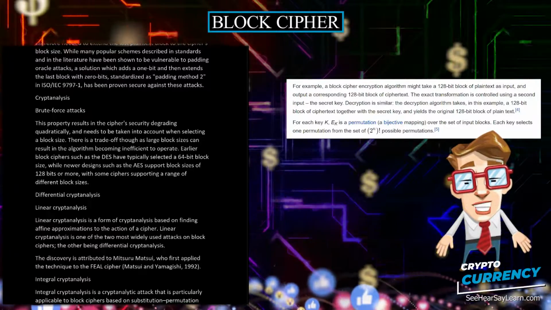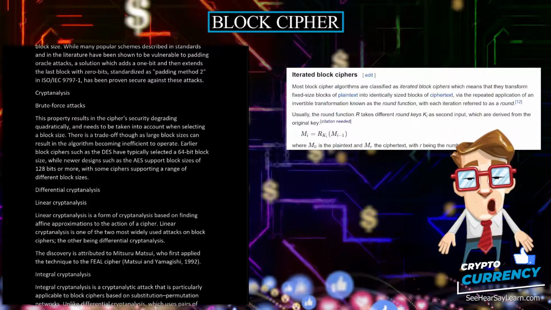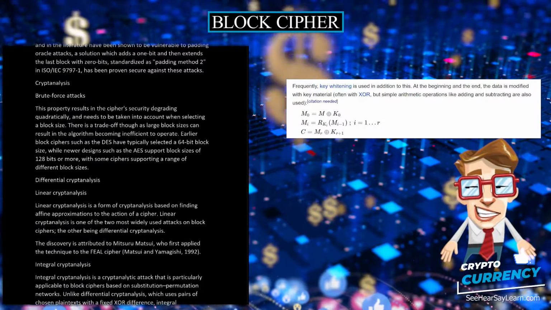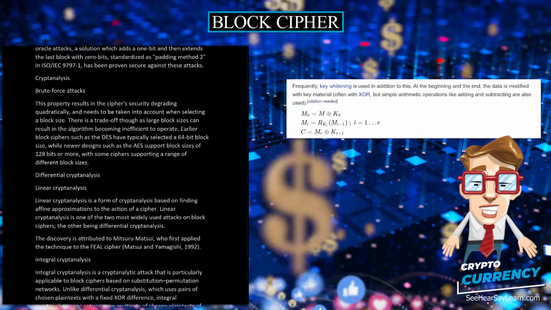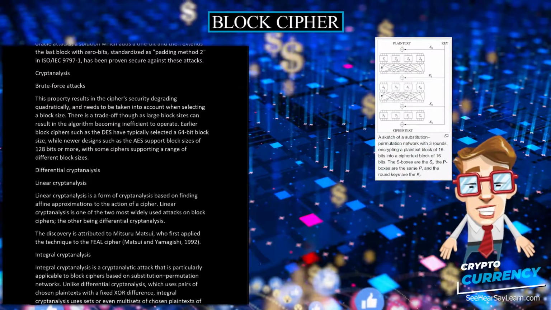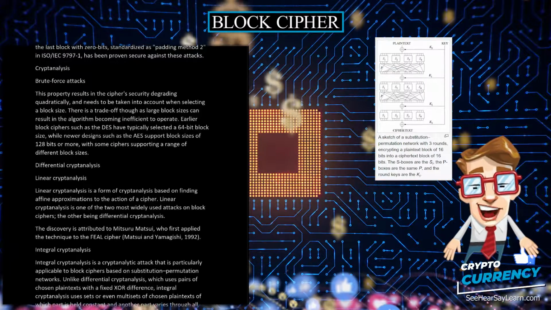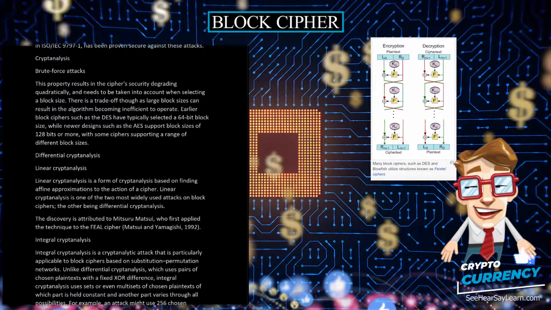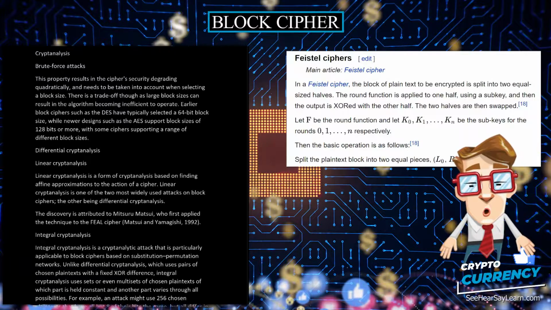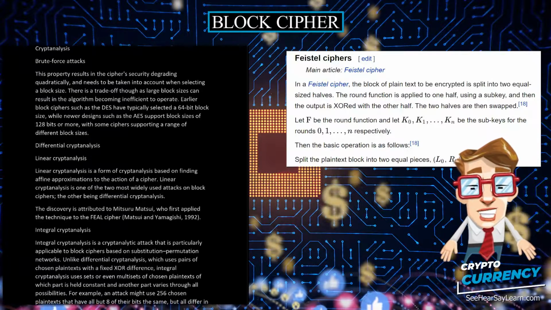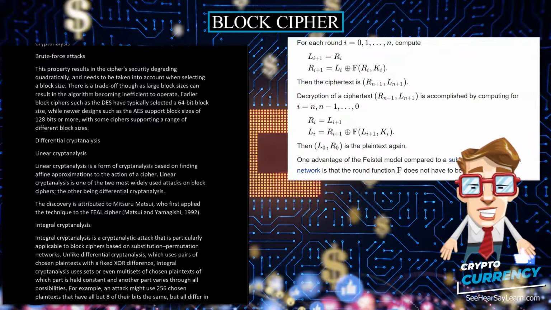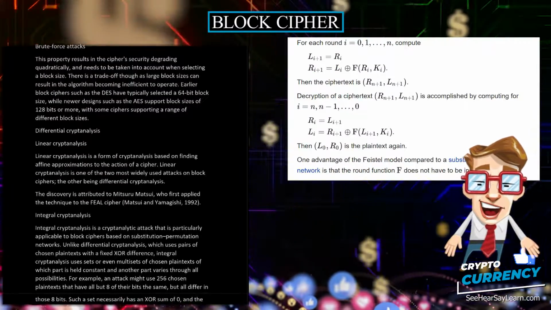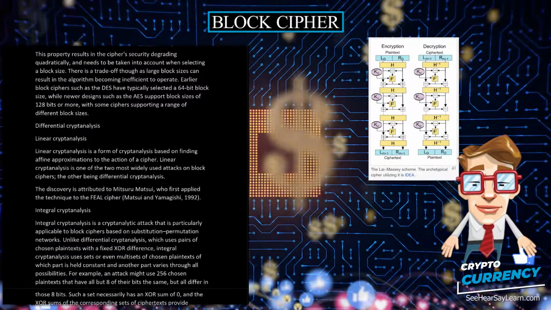Cryptanalysis. Brute force attacks. This property results in the cipher's security degrading quadratically, and needs to be taken into account when selecting a block size. There is a trade-off though, as large block sizes can result in the algorithm becoming inefficient to operate. Earlier block ciphers such as the DES have typically selected a 64-bit block size, while newer designs such as the IDEA support block sizes of 128 bits or more, with some ciphers supporting a range of different block sizes.